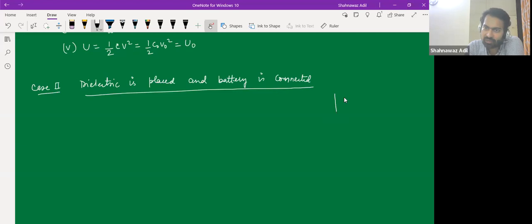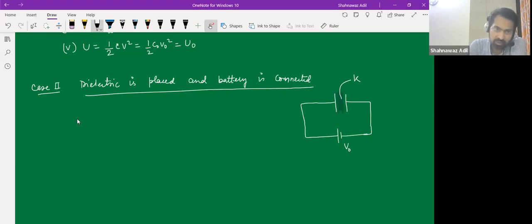So we have this parallel plate capacitor and a battery, but some dielectric is placed, right, with a dielectric constant K. So now we know that this is zero. And now what do we do? What would be C?